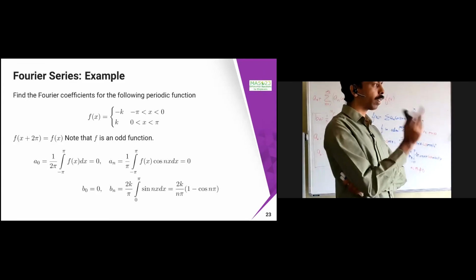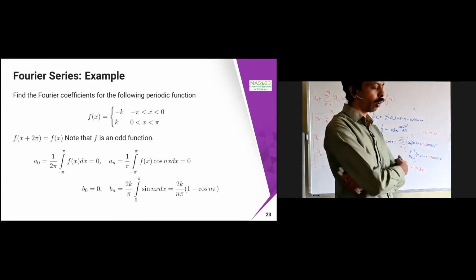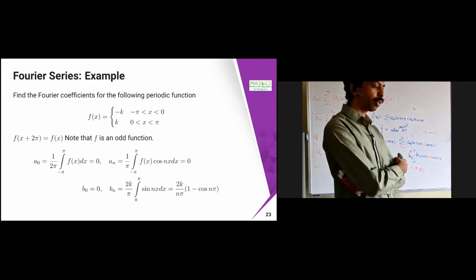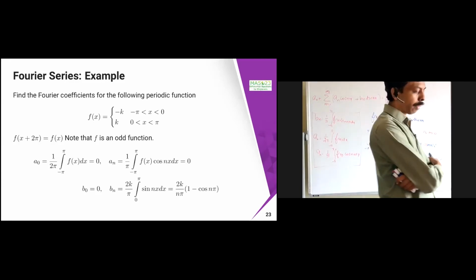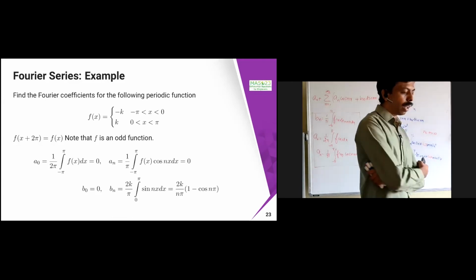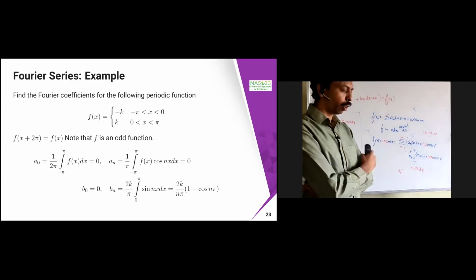If you multiply an odd function with an even function, that is going to give you an odd function. Therefore, that is also odd, and you are going to get the answer as 0. So Bn is going to survive because f is an odd function and sin is an odd function. Odd into odd is going to give you even.